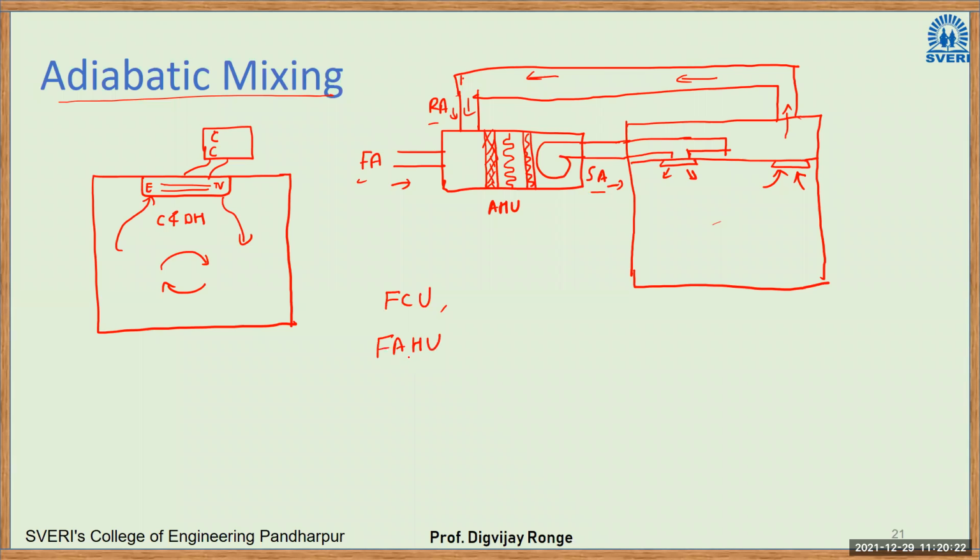In fresh air handling unit, there is no return air. So whatever fresh air is coming, it is being cooled and it is being supplied. So that is a fresh air handling unit, and one is a fan coil unit. So these are some industrial applications in the air conditioning system.